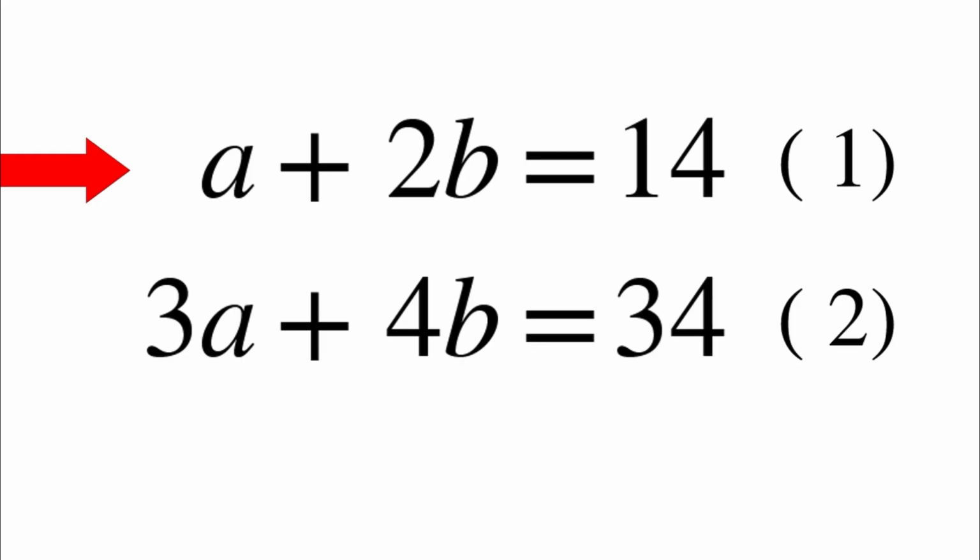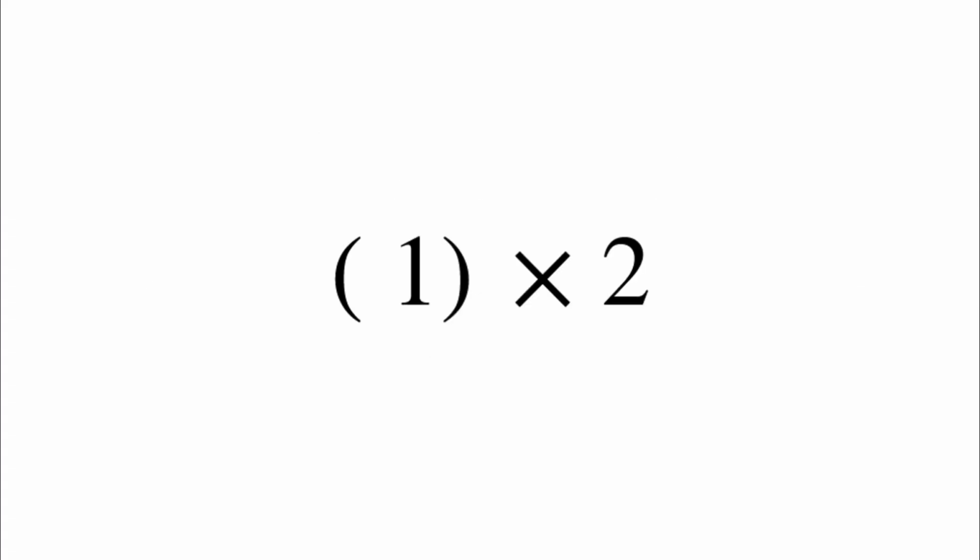Is there something we can multiply equation 1 by in order to get the a's or the b's to match in both? Now, there is multiple things we could do here. We could times equation 1 by 3 to get the a's to match, or we could times equation 1 by 2 to get the b's to match. In this case, I'm going to multiply equation 1 by 2.